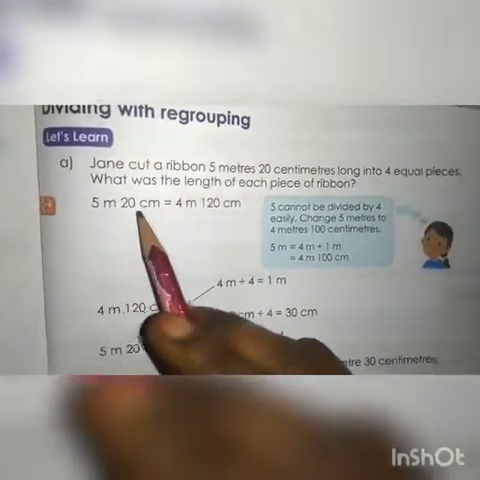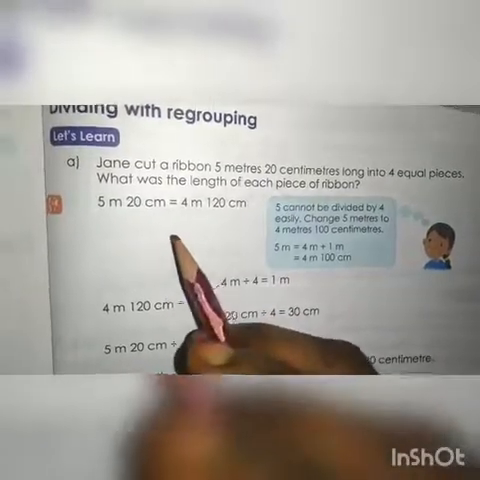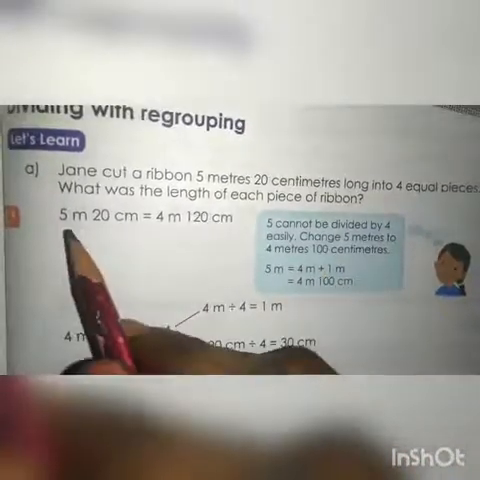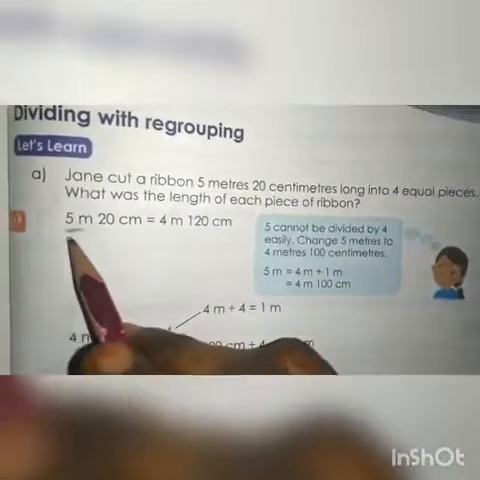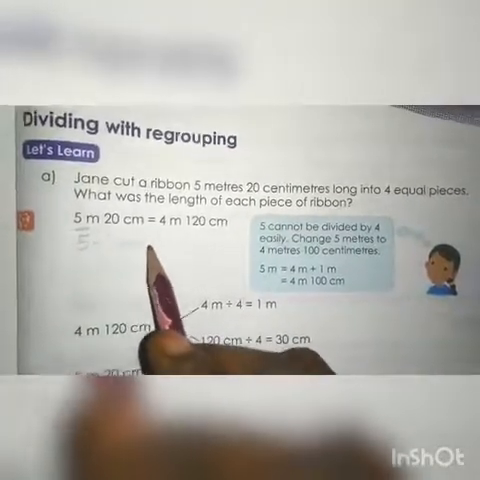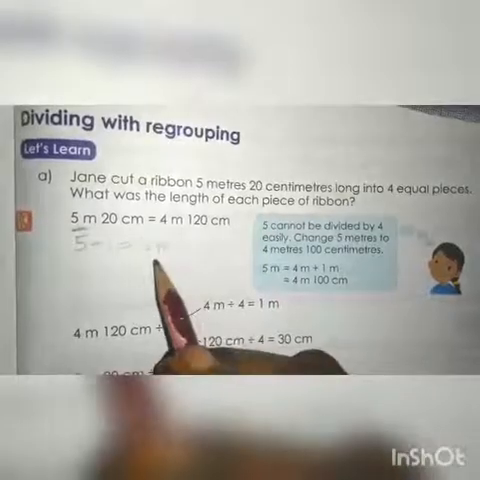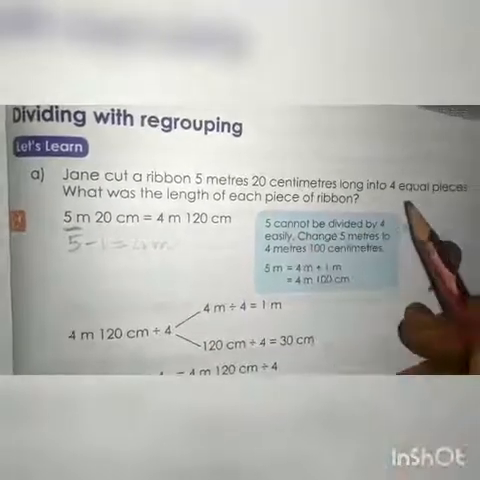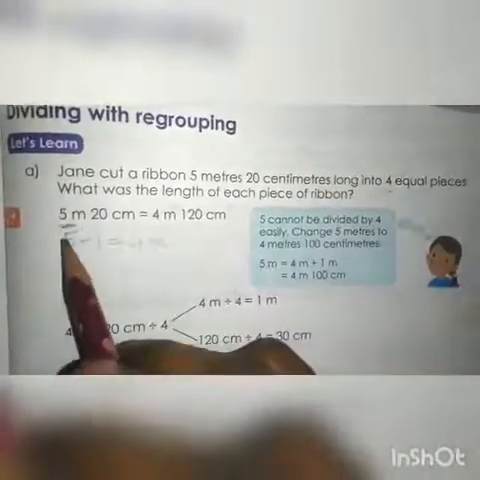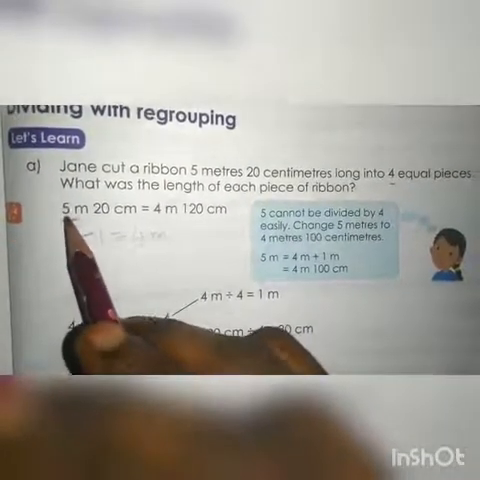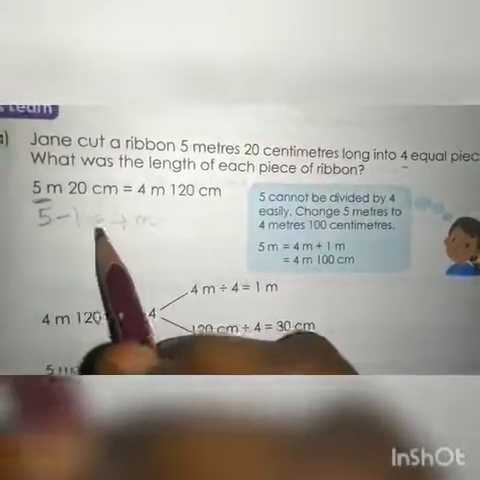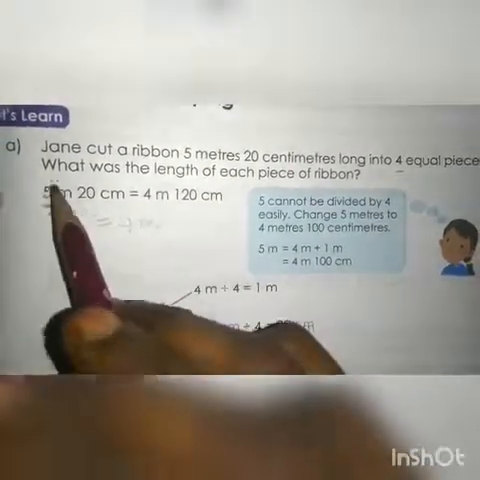Divide 5 meter 20 centimeter by 4. Before dividing it, we have to take 1 meter away from 5 meter. We subtract 5 minus 1 is equal to 4 meter. Why are we subtracting like this? Because we are going to divide it by 4, right? So if we have 4 meter over here, then it is easy for us to divide it. So I have taken 1 meter away from 5 meter. Then we will get 4 meter in this place.